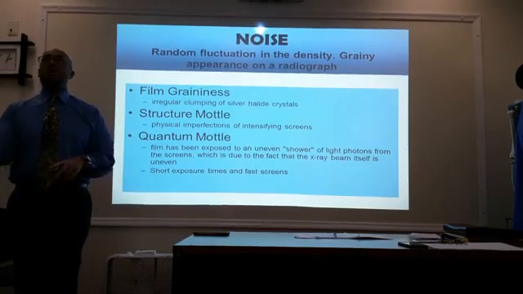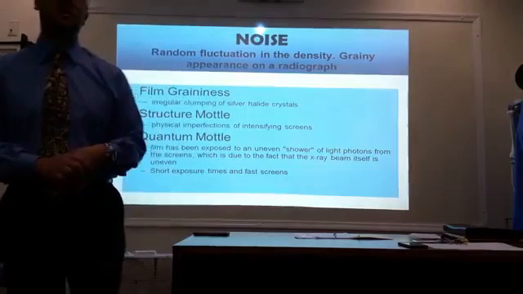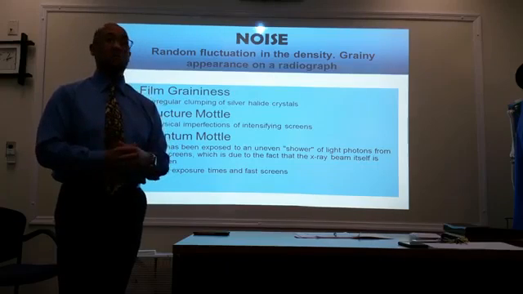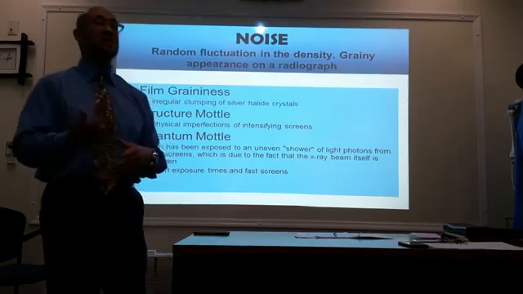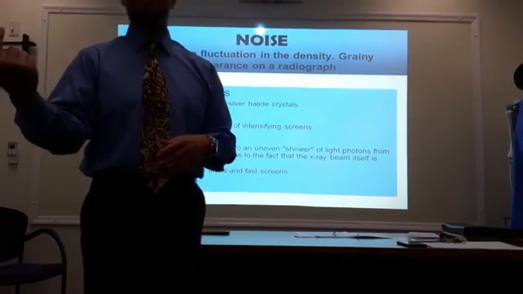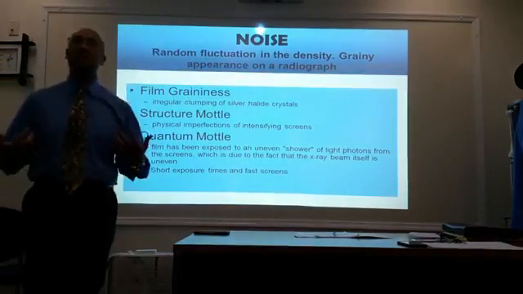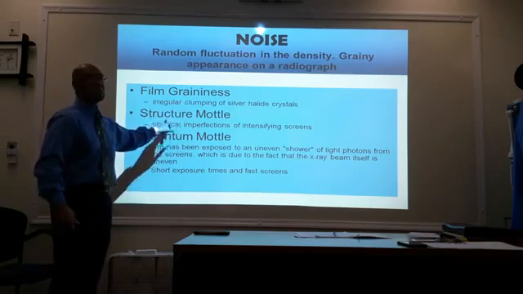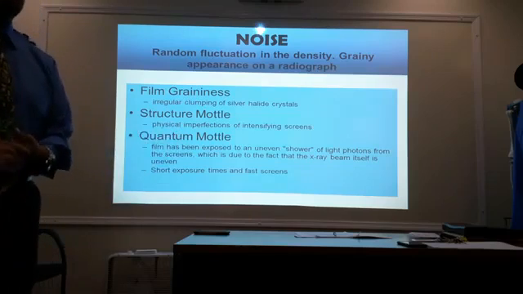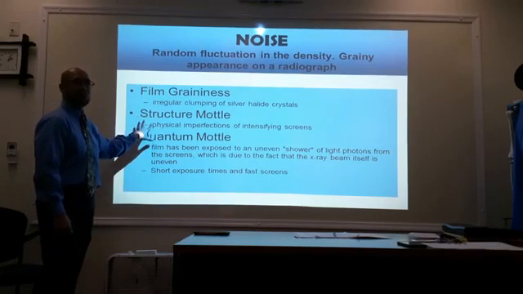Let's talk about the intensifying screen. What is the active ingredient in the intensifying screens? They're also crystals, right? They're phosphors. Remember your phosphors? The phosphors in the intensifying screen convert the X-rays into light. If those phosphors aren't spread out evenly either, and they're clumping up in different areas of that intensifying screen, you're going to get structural mottle or structural graininess. So one is film, the other one is intensifying screen.